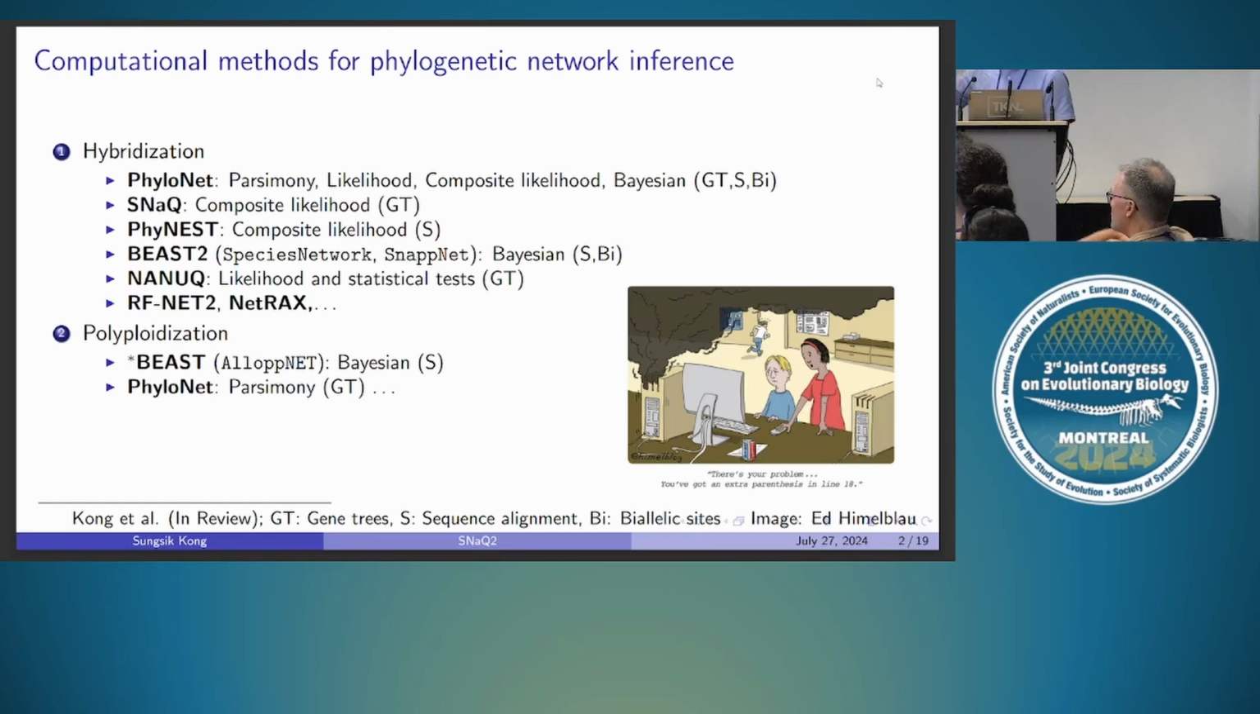All of these methods that I discussed focus on hybridization. So reticulation in the networks inferred by these programs represents hybridization. But there are other non-tree-like processes, like polyploidization, that are implemented in other software. And today we're going to focus on SNaQ here.